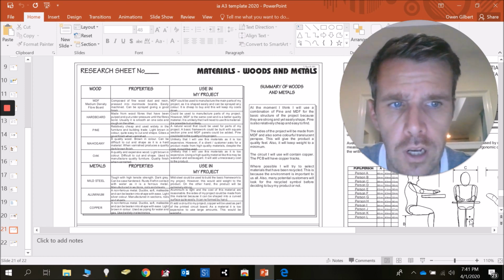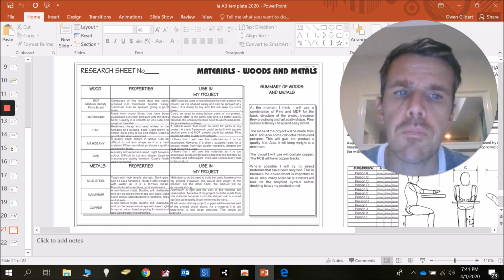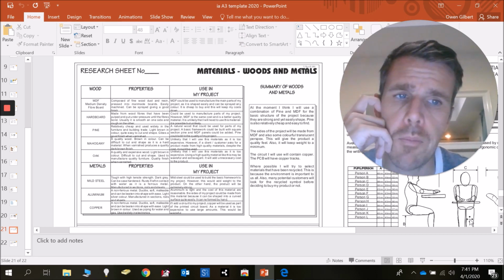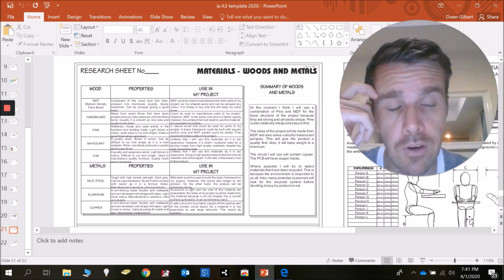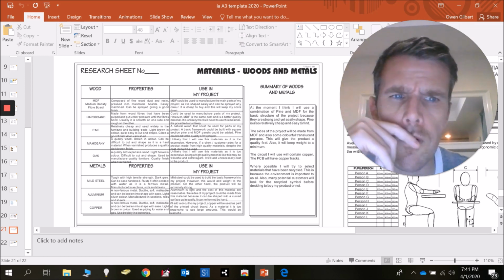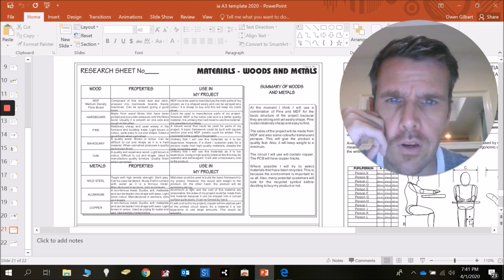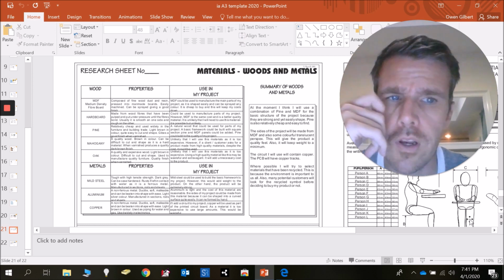You should have already done a mood board, which we did a couple of lessons ago. We did a bit of a product analysis looking at existing products. And last lesson, we did a bit of human factors, anthropometrics and ergonomics research. What we're moving on to today is doing some research into possible materials.